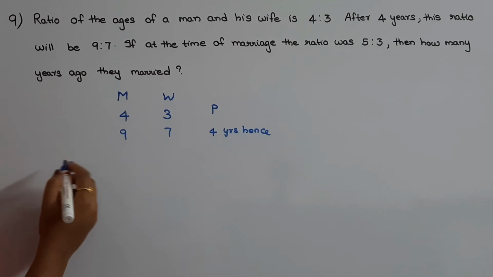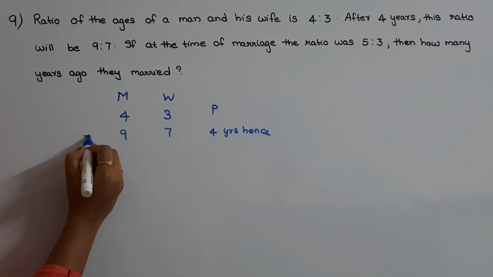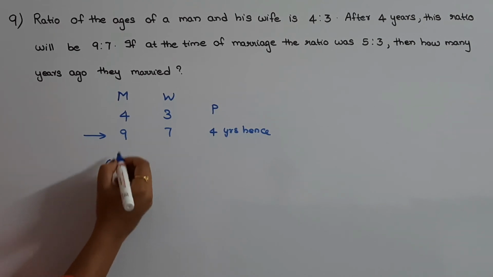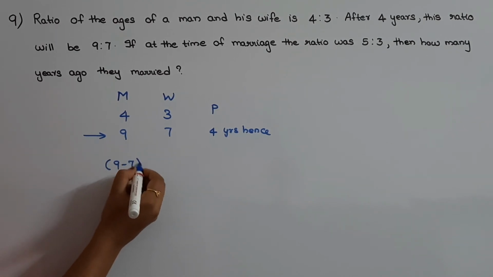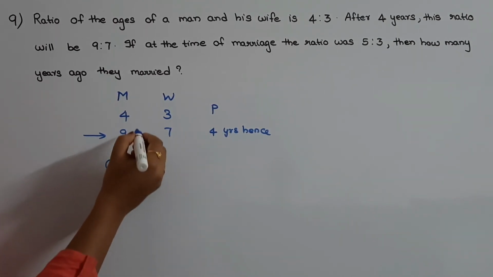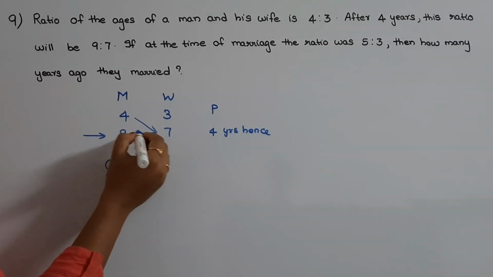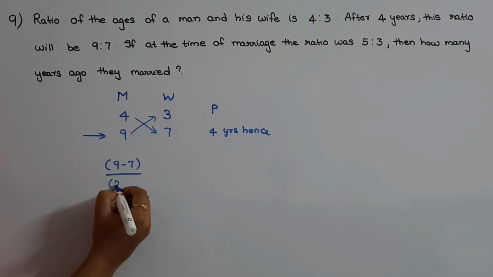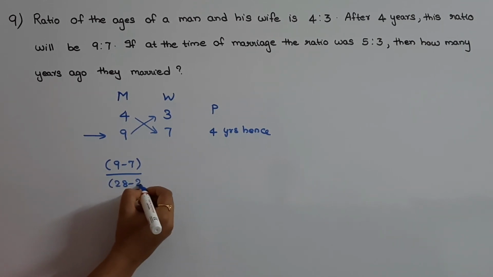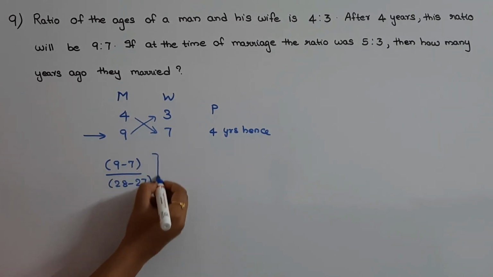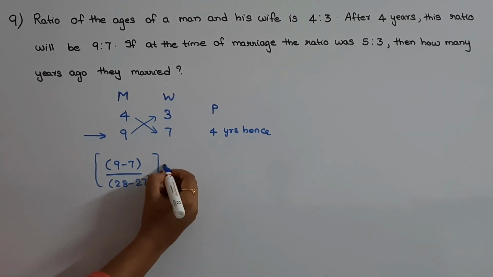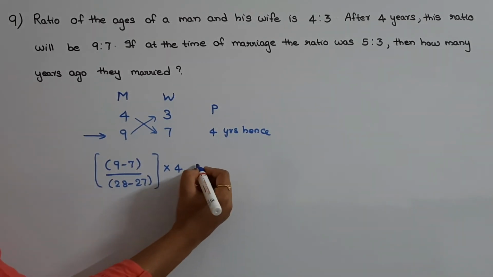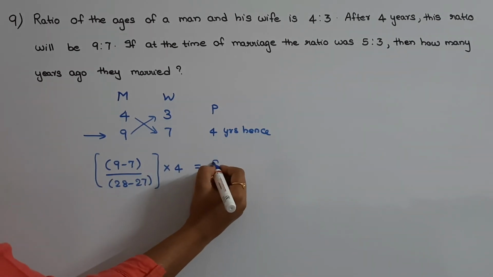Okay, so for that, in the numerator, let us take the difference of this ratio. Okay, so in the numerator I am taking the difference of 9 and 7, and in the denominator I am taking the difference of the ratios after cross multiplying, that is 7 into 4, 28, minus 9 into 3, that is 27. Now we need to multiply this fraction to the effective difference in years, that is 4. So on solving this, we will get it as 8.